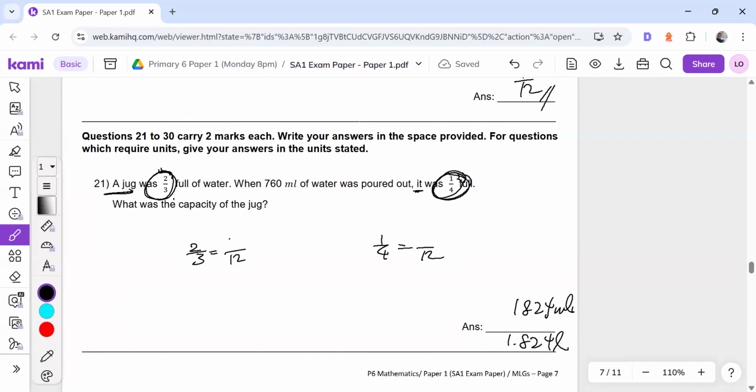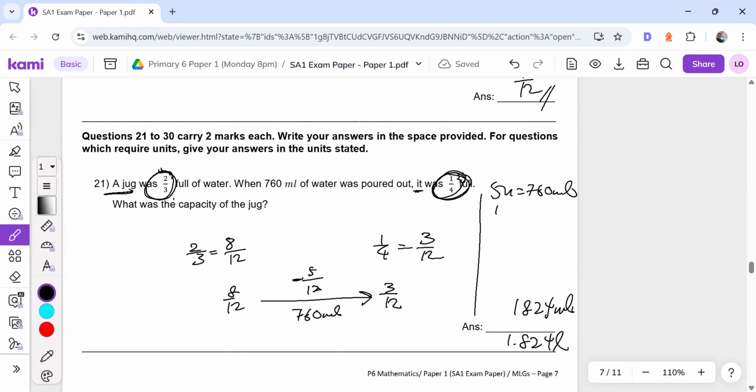And then what you get? So you get 8 units, and then now it becomes how many units? Now it becomes 3 units, right? So from 8 over 12, now you pour out some water, now it becomes 3 over 12. So how many units do you take out? You must have taken out 5 units. Okay, 5 units, which is 760 ml. Then you find 1 unit, you divide by 5. So 760 divided by 5, you will get 152. And then can you find what is the capacity of the jar? Which is 1 whole.